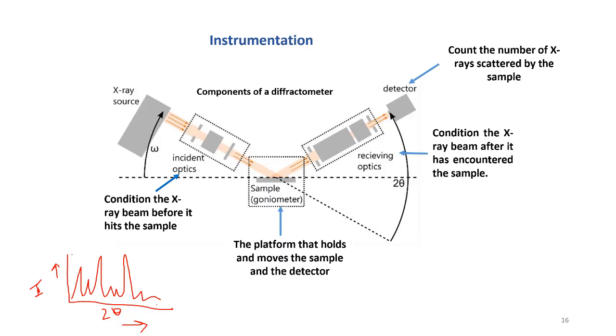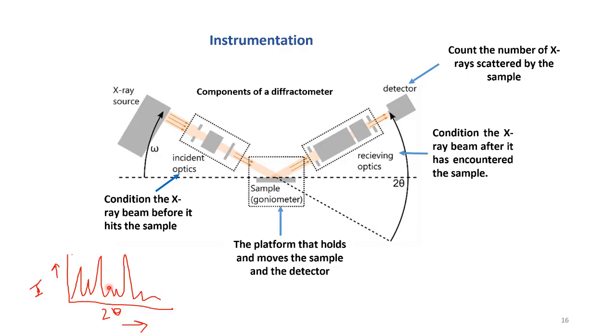So always we have to mention 2 theta here, not a single theta, because the angle between the incident and the scattered ray is 2 theta, not a single theta. So that's why we will always see 2 theta mentioned as the angle.